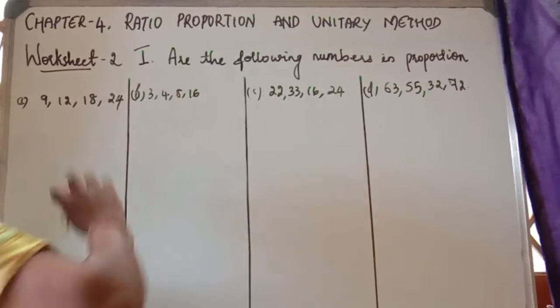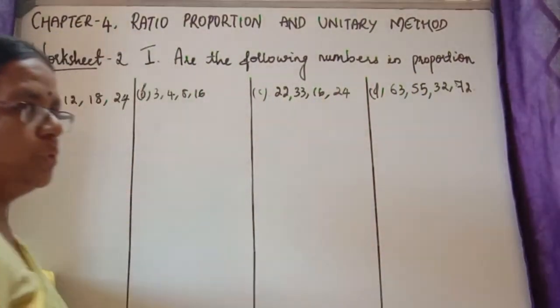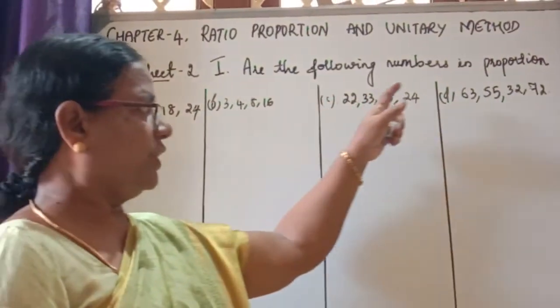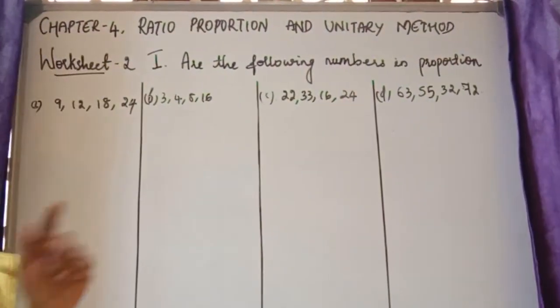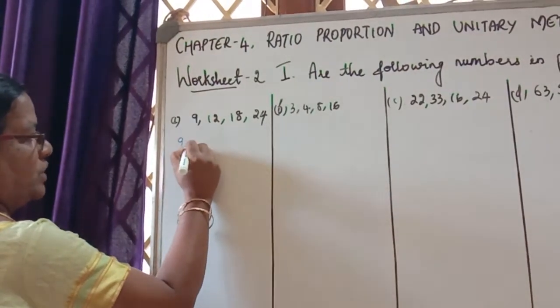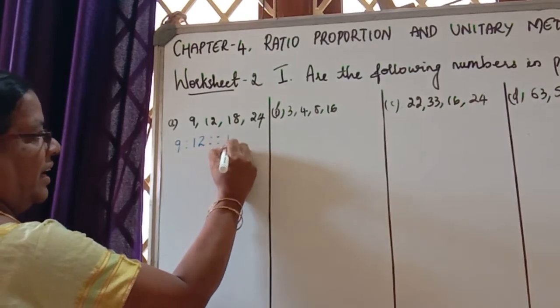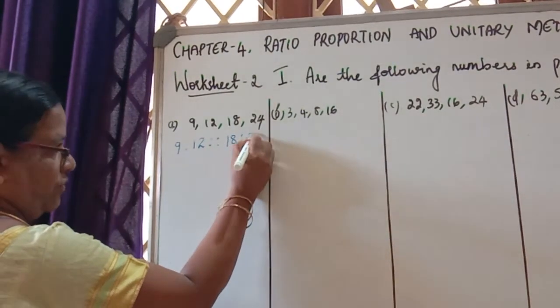Now we'll see the first sum. Are the following numbers in proportion? What is that? Are the following numbers in proportion? We studied what is proportion. Now we'll write in the proportion form. 9 is to 12 as 18 is to 24.